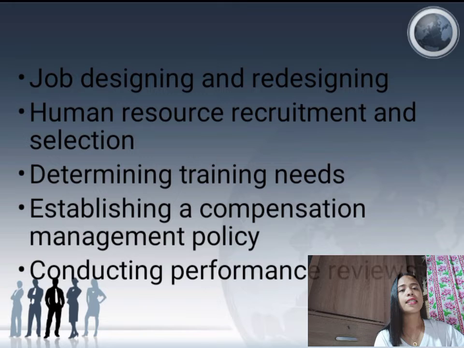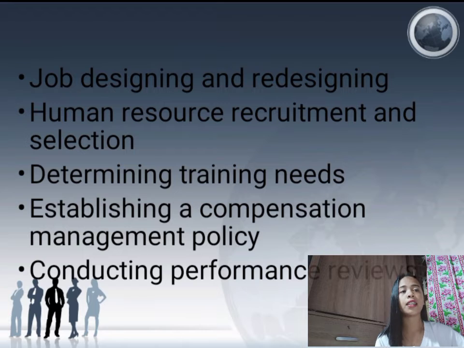Number 4, establishing a compensation management policy. So a well-defined compensation management policy helps organizations retain, motivate, and guide current talent while also attracting new talent. It describes the details of the compensation components in the organization, how they are used, and the conditions for the employees as the compensation components can be applied in their specific situation.